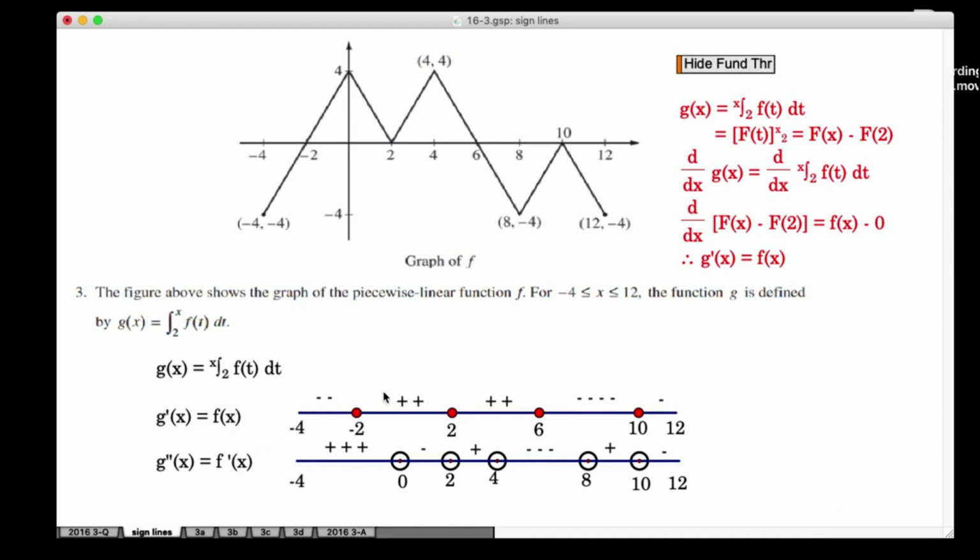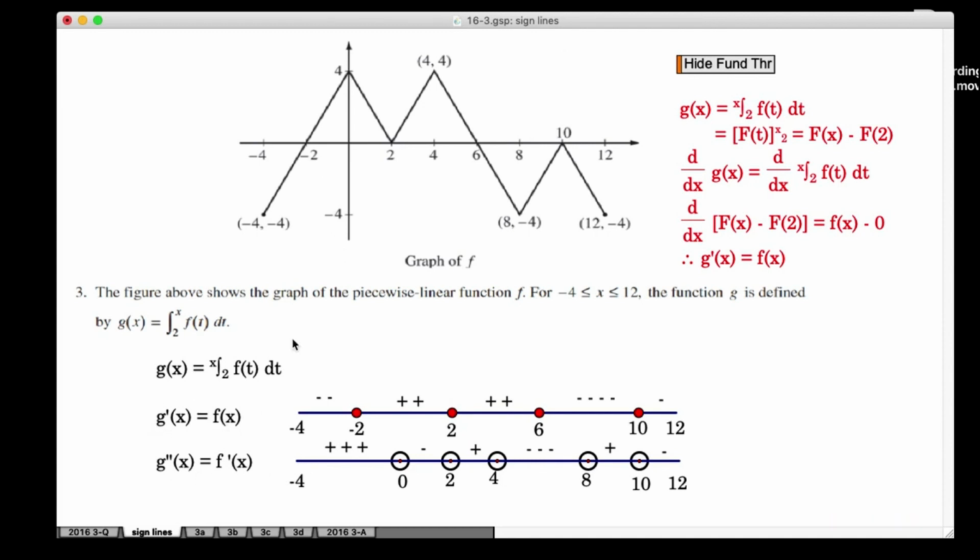Okay? Now the whole key here is I get all my information from f, from the graph, and then all the questions are asking me about g. I need to know these connections. Okay? So you really need to write this down. You need to write down what g prime is equal to, what g double prime is equal to. I'm going to draw the sign lines. Okay, this is where the graphs are positive and negative, or slopes are positive and negative from f, and I will use these sign lines to answer all my questions about g. Okay, so let's just see how they go.